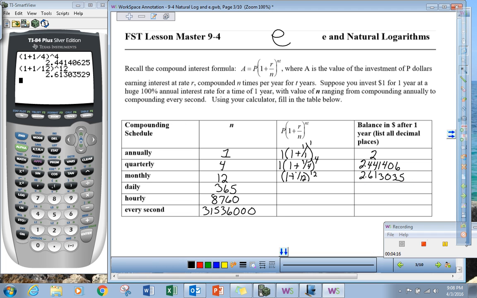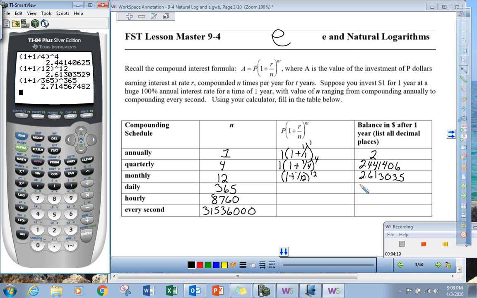Let's hit it again. Let's go 1 plus 1 divided by 365. If we compound it every day, then you're going to get 365 compoundings in a year. Look at what that number is. So it's going to be approximately 2.714567. Notice that it's still growing, but not near as fast.